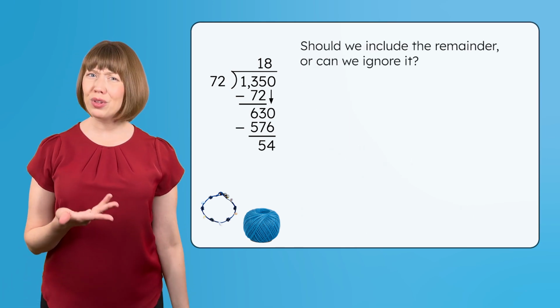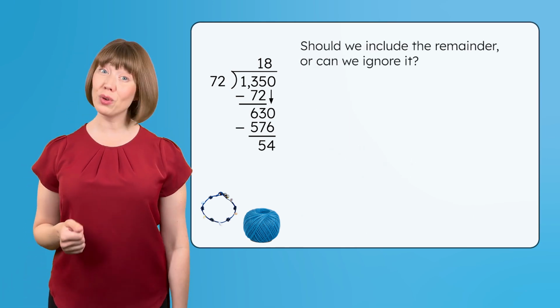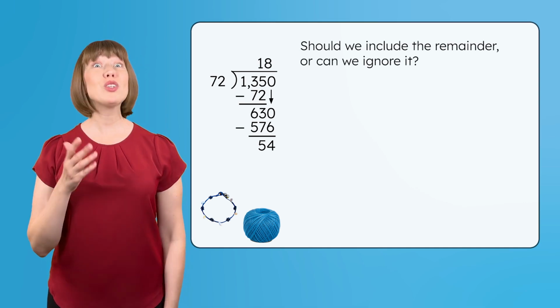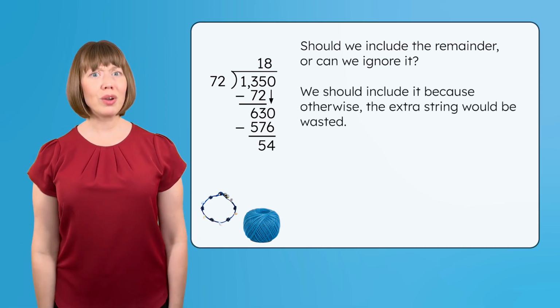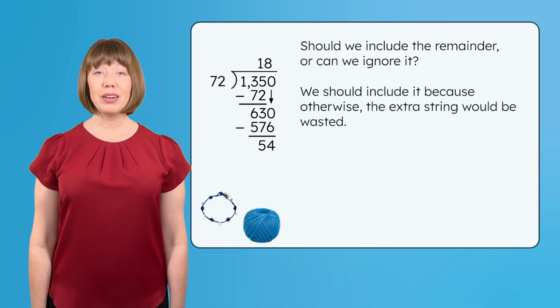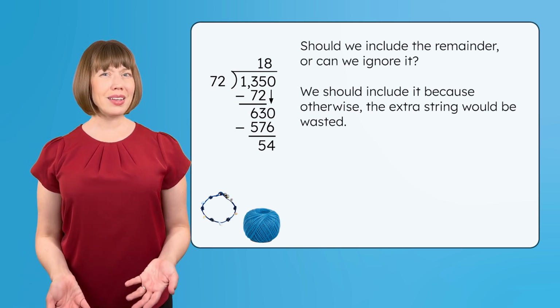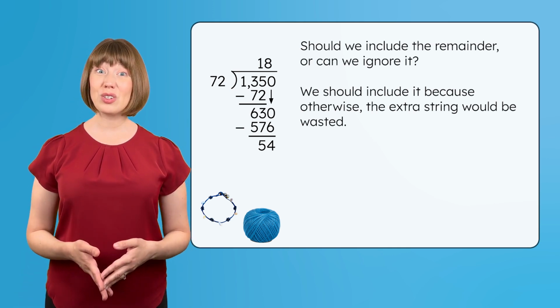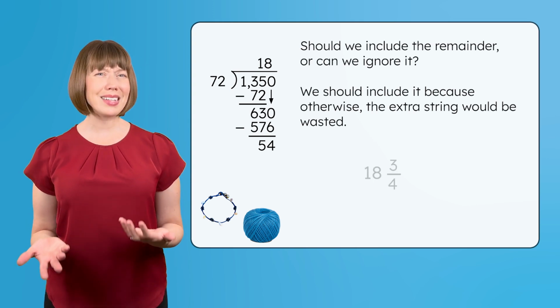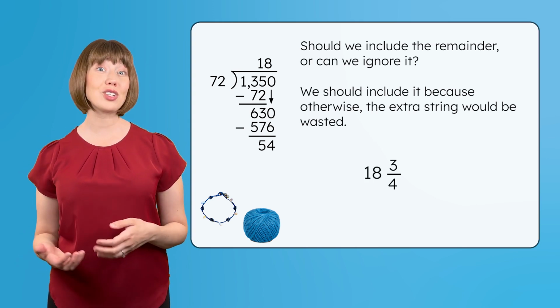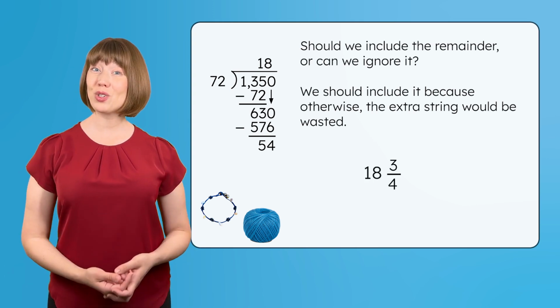Should we include the remainder, or can it be ignored? We should include it. If we ignore the 54 inches left over, we'd be wasting string that could still be used. Since string can be measured and divided into smaller pieces, it makes sense to represent the remainder as a fraction and use it to add extra length to each bracelet.